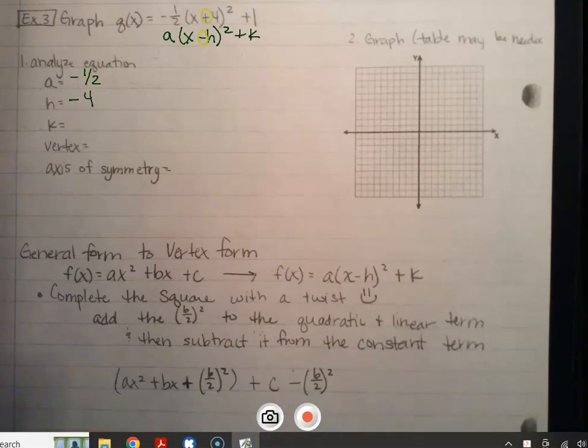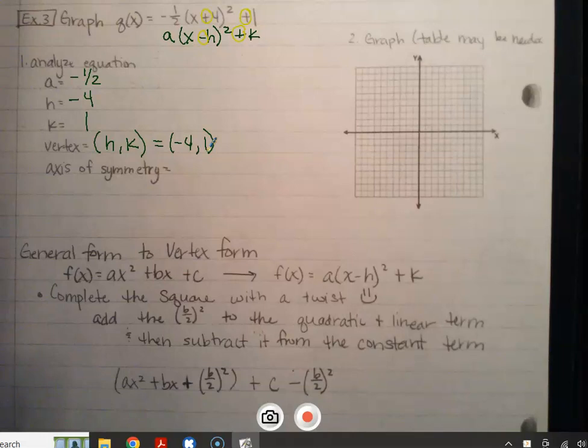And what's the value of k? It's 1. Oh, sorry. Takes me twice as long to erase. Okay, so k is 1 because in the formula we have plus k, and in our equation we have plus 1. Awesome. All right, what's our vertex? Remember, our vertex is h comma k. So our vertex is going to be (-4, 1). Awesome.